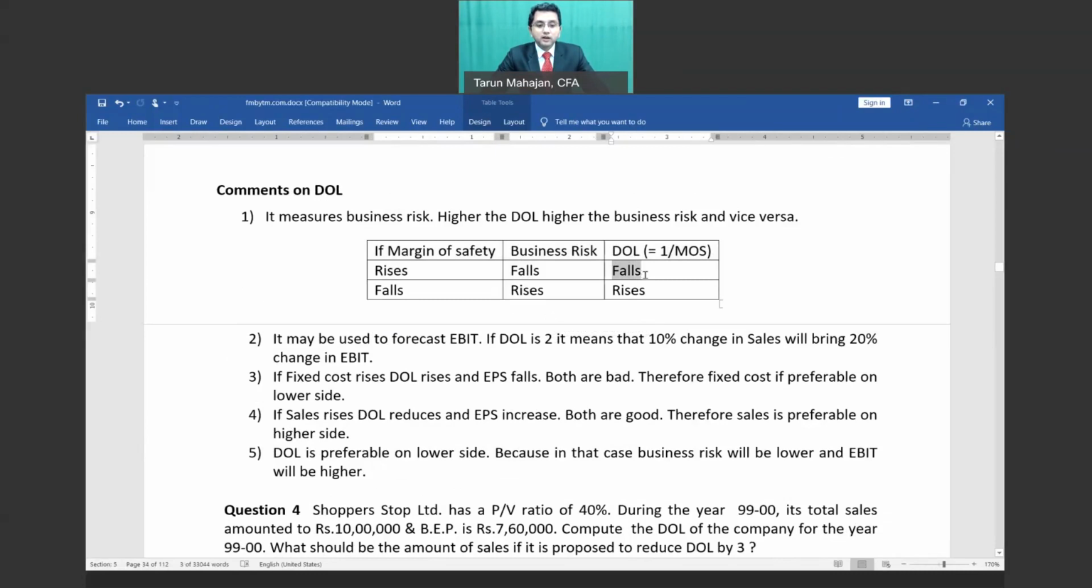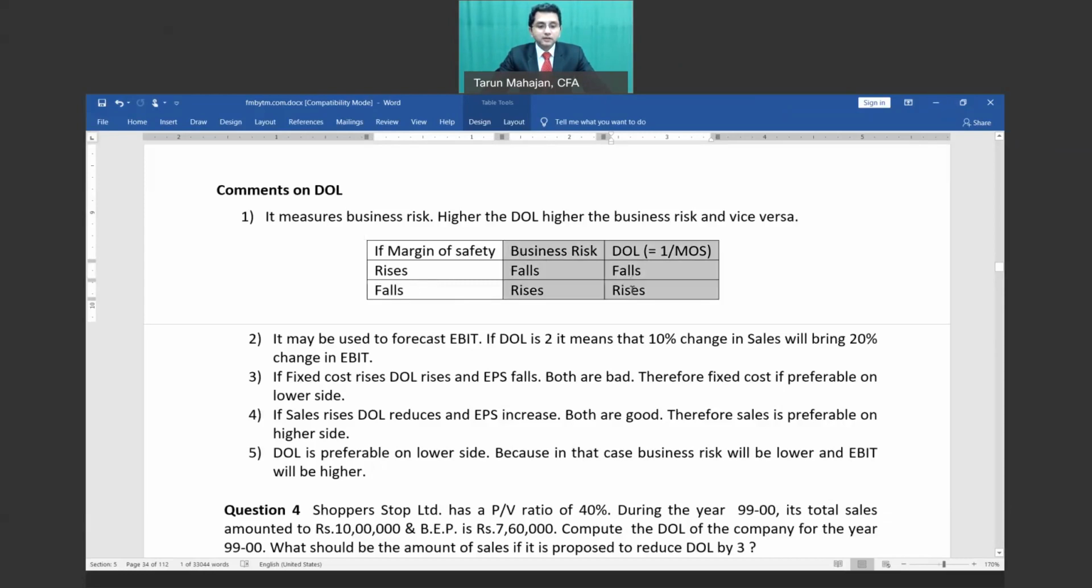also falls. Similarly, if margin of safety falls, it means your sales reduces, you come near the break-even point, this is your sales. So your sales reduces and comes near to the break-even point, then your margin of safety actually reduces. When margin of safety reduces, then business risk rises. On the other hand, if margin of safety falls, then DOL rises.